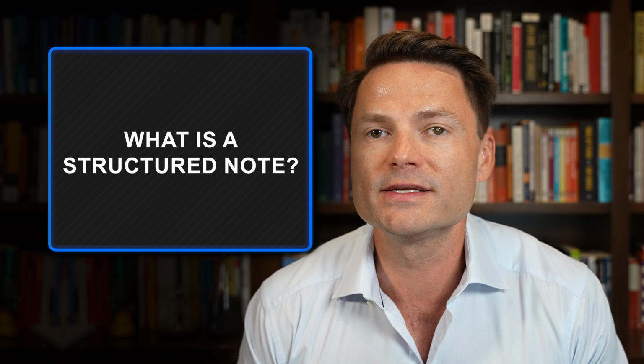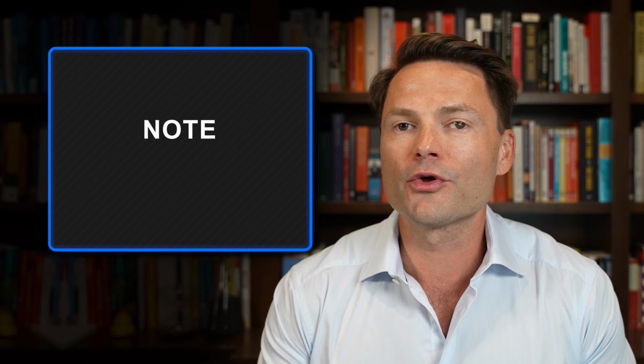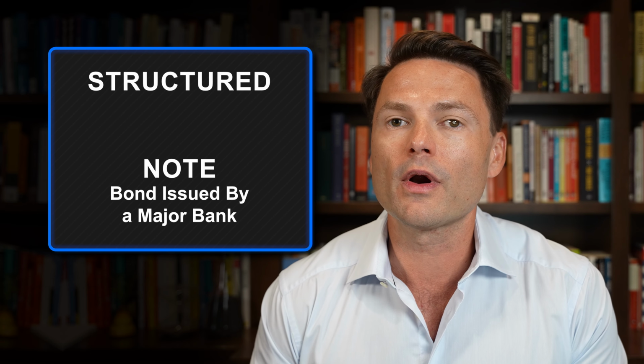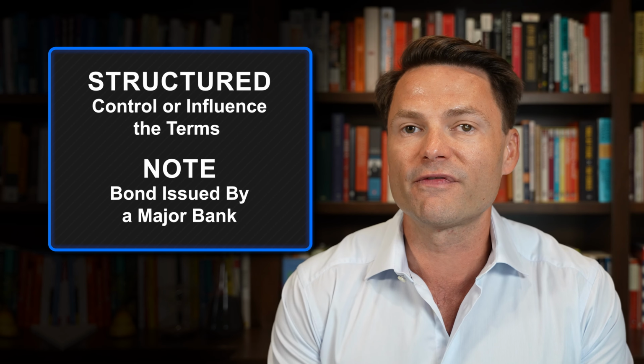What exactly is a structured note? Well, a structured note, just look at the words. Note is another word for bond, a bond issued by a major bank. Structured, it just means we're able to control or influence the terms of the note and link it to a different asset. And so rather than a normal bond issued by a bank, they're going to give you 5% or whatever for a certain amount of years, and then you're going to get your money back at the end of that term. That's a bond that we're pretty familiar with.